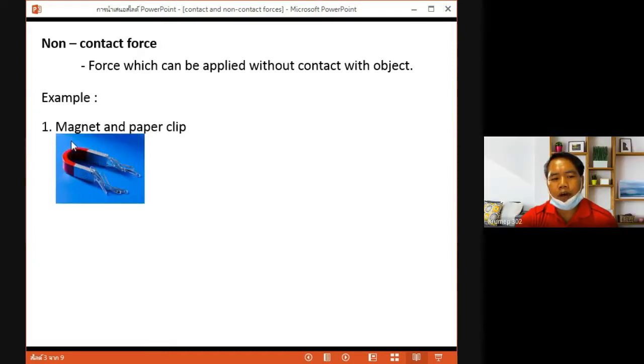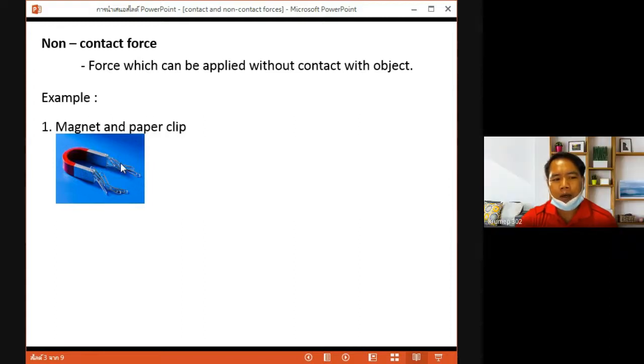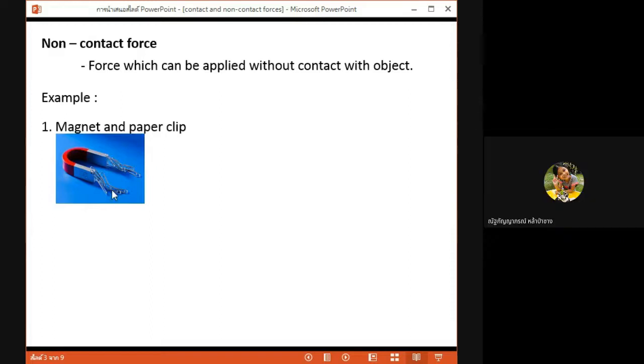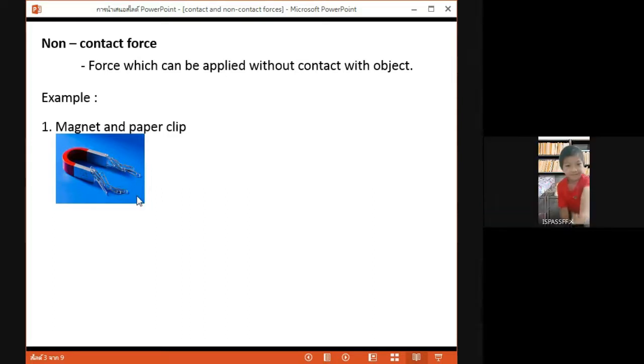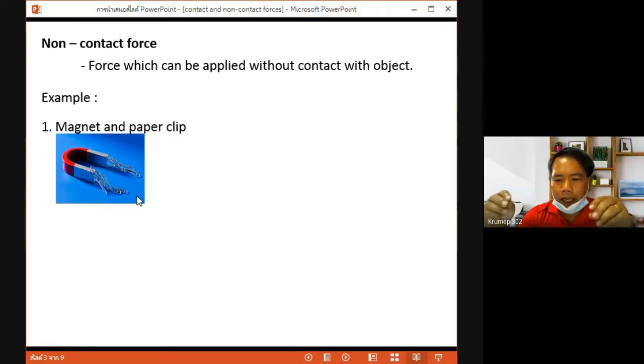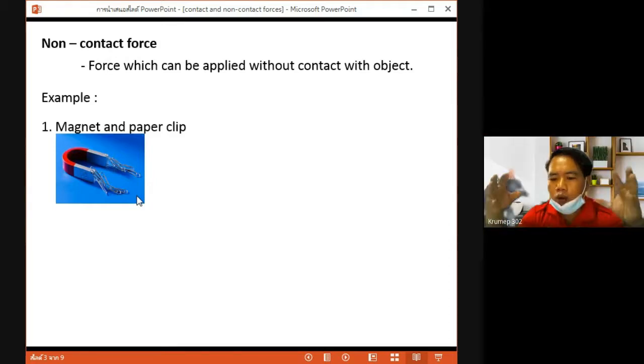So we have here a magnet and the paper clip. We see that this magnet and paper clip is an example of non-contact force because there is no contact applied here. The magnet and the paper clip move, connect without force. Understand?